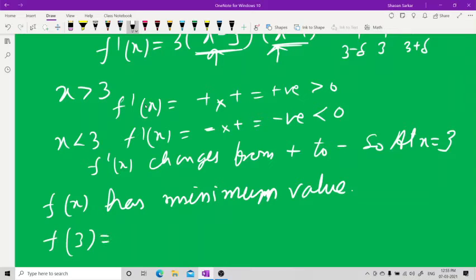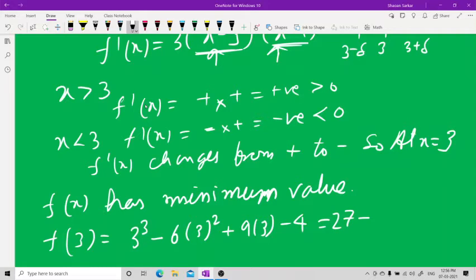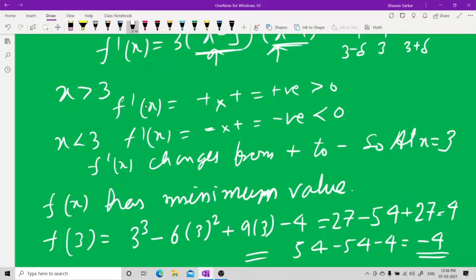f at 3 is 3 cube minus 6 into 3 square plus 9 into 3 minus 4. So now you have 27 minus 54 plus 27 minus 4. You do the calculation, and this is minus 4, which is the least value, and 0 is the maximum value and minus 4 is the least value.